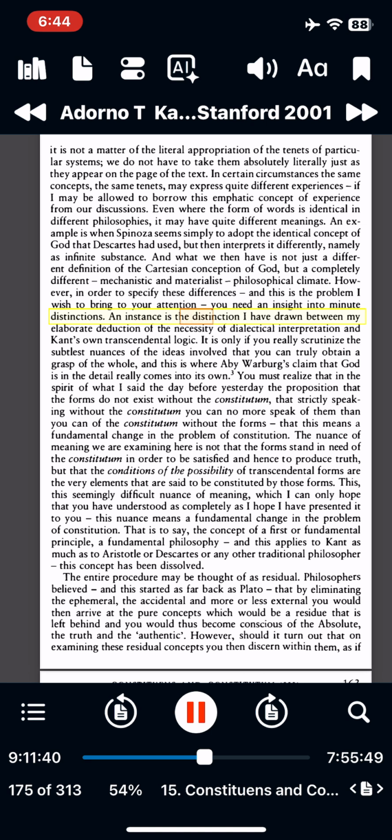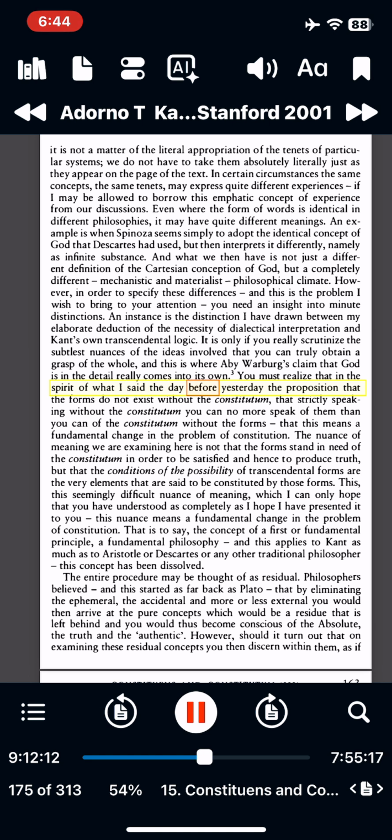An instance is the distinction I have drawn between my elaborate deduction of the necessity of dialectical interpretation and Kant's own transcendental logic. It is only if you really scrutinize the subtlest nuances of the ideas involved that you can truly obtain a grasp of the whole, and this is whereby Warburg's claim that God is in the detail really comes into its own.